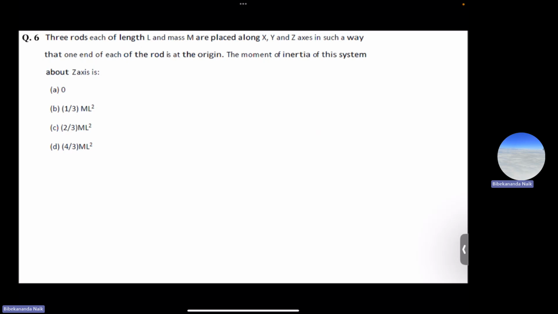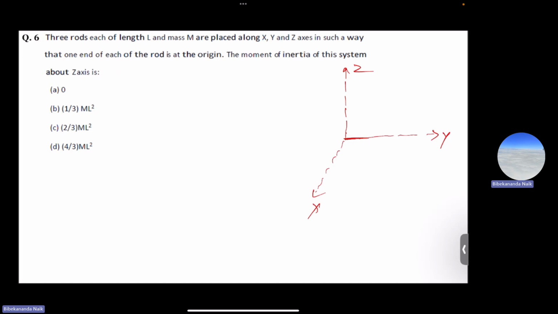Question number 6 says: 3 rods, each of length L and mass M, are placed along X, Y, and Z axis in such a way that one end of each rod is at the origin. The moment of inertia of the system about Z axis. So suppose this is the case. So X, Y, and Z. There are 3 rods of length L, mass M, placed along X, Y, Z axis such that the end of the rod is at the origin.